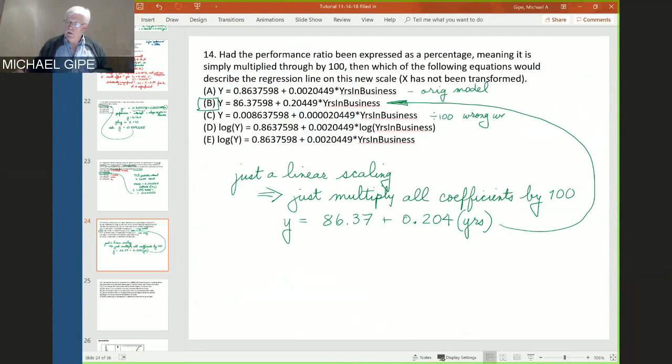Well, I should be using red here. D, all the logs. When we're just expressing the output as a percentage, we're not talking about elasticity here. We're not talking about percentage change in X and a percentage change in Y. We're just multiplying by a constant. So any log transform, any log relationship is incorrect here.